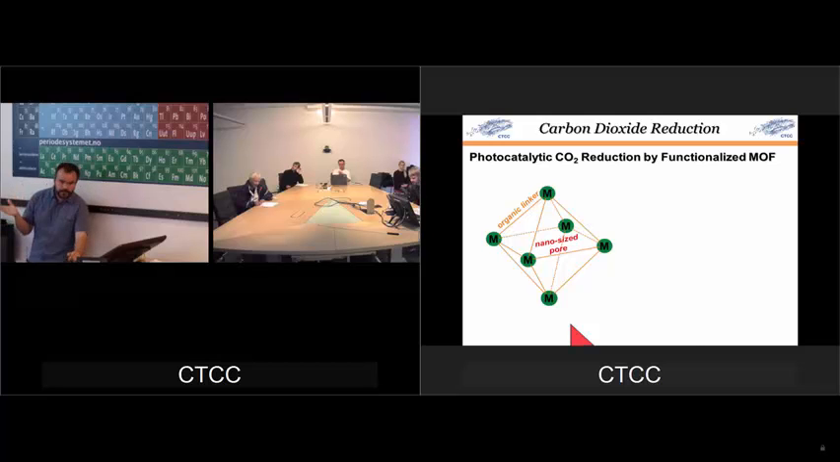So what we want to do in this project is to develop catalytic systems for the photocatalytic reduction of carbon dioxide. And we want to do this with functionalized metal organic frameworks. So I'll start by introducing what a MOF, a metal organic framework, is.